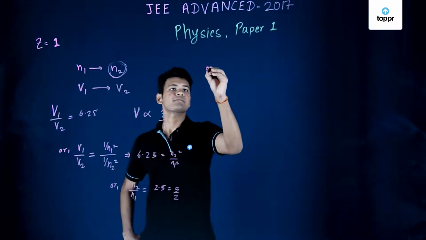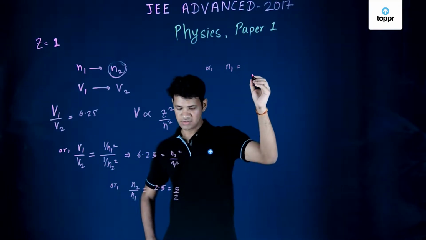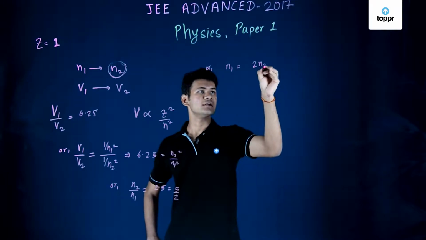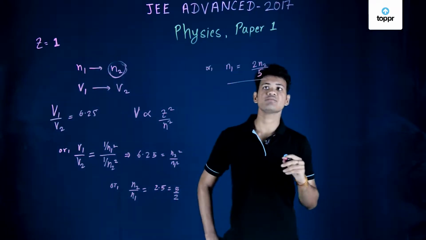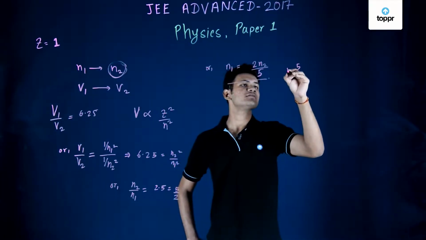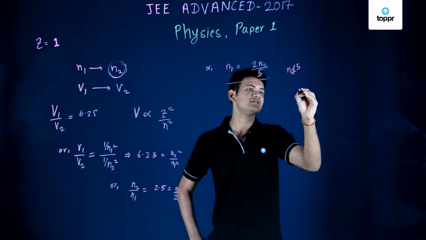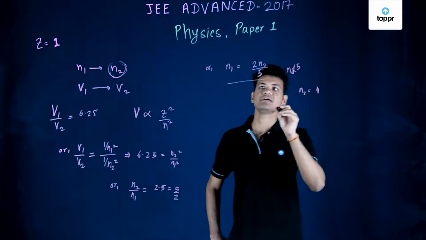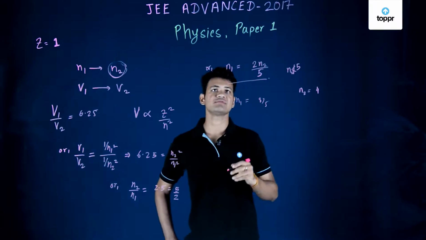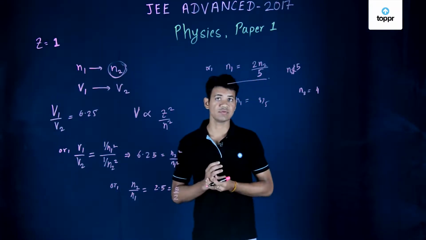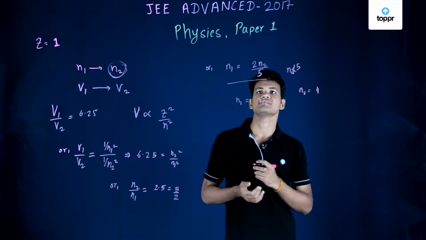Now N1 can be written as 2 times N2 by 5. Using this relation we can see that the value of N2 cannot be less than 5, because if it is less than 5, let us say that N2 is equal to 4, then N1 will turn out to be 8 by 5, which is not really possible, because N1 and N2 both are quantum numbers and they have to be whole numbers, basically positive whole numbers, natural numbers.